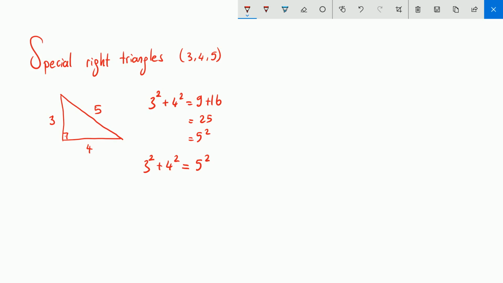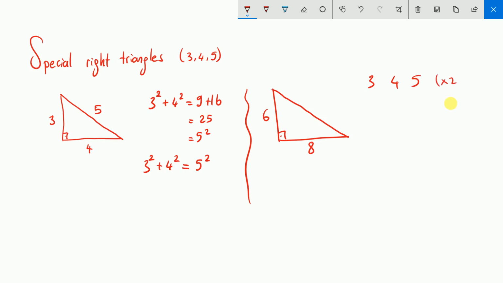And we can find its multiples. Let's say 6, 8, and 10. Here was 6, here was 8, and as I said, I ignore the units. It could be 6 centimeters, 6 meters, no problem. 6, 8, and let's find the last one. Normally a 3, 4, 5 triangle, and I'm going to multiply by 2, so I'm going to reach 6, 8, and 10.